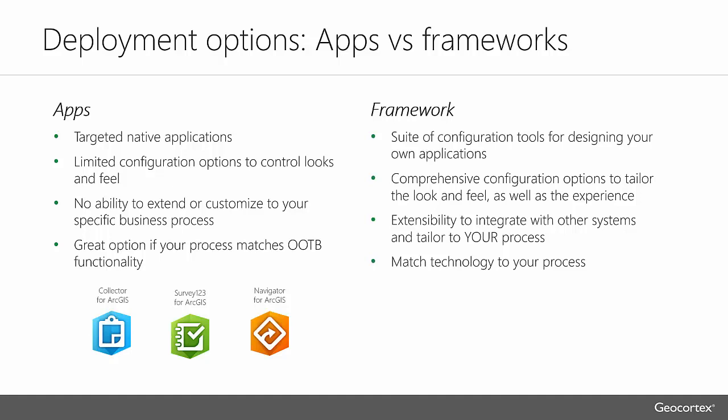So, matching that technology to your process. And GeoCortex Mobile is a great example of this, and that's what I'm going to talk about. Sort of this new framework option that's kind of available. These apps you see on the left have been available for a long time, and typically the other option is sort of custom app development, and that's not cheap. So we've sort of taken this approach of a framework with those characteristics that you see there.